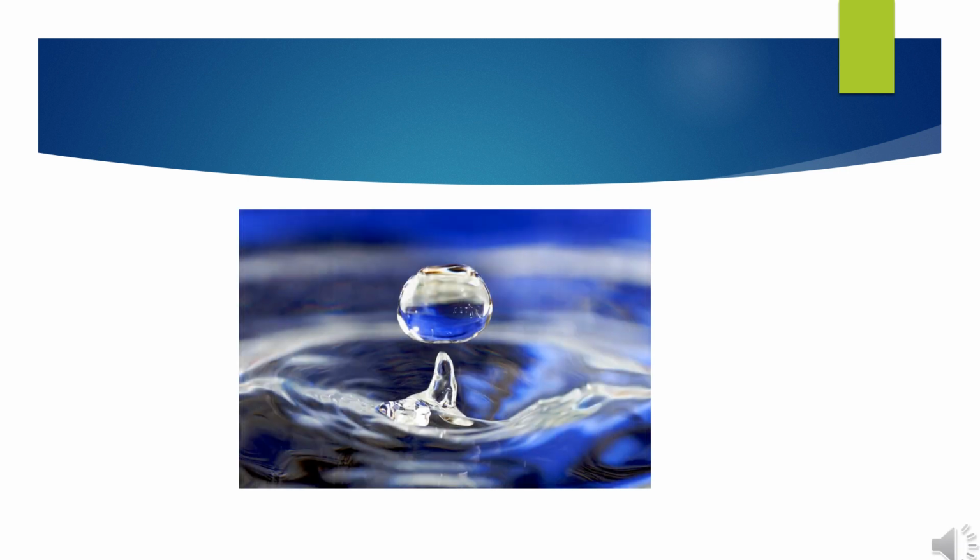Now we are going to discuss liquids. Liquids also have a fixed volume and their density is medium compared to solids. And regarding their shape, they don't have a fixed shape. They take the shape of the container that they are in. Generally, they flow easily.